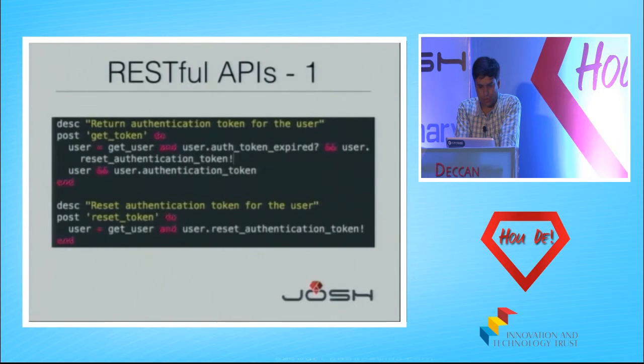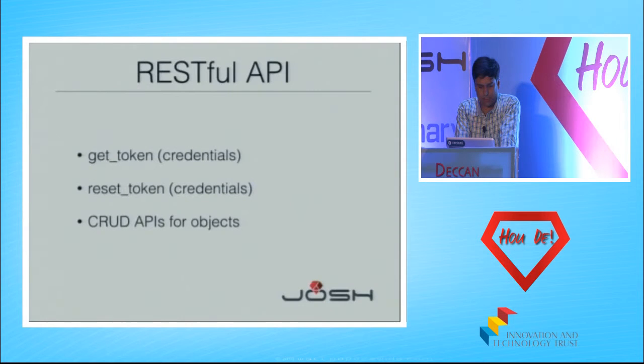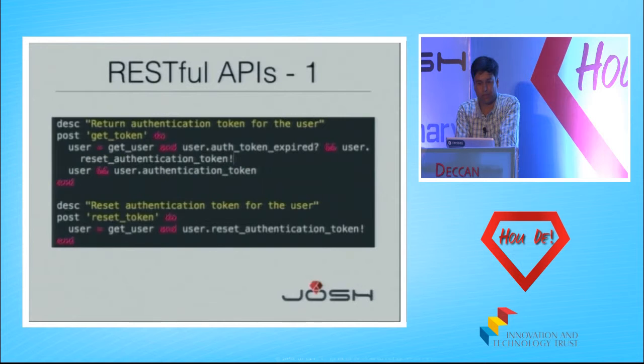All right, so let's see the methods that we've added, the RESTful APIs. So this is the get token method. What are we doing here? The first one is get user. We are taking the user. We check whether the authentication token is expired or not. If it is expired, we are just creating the token again, right? Are you guys with me here?